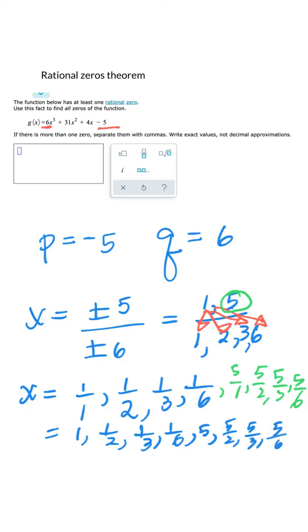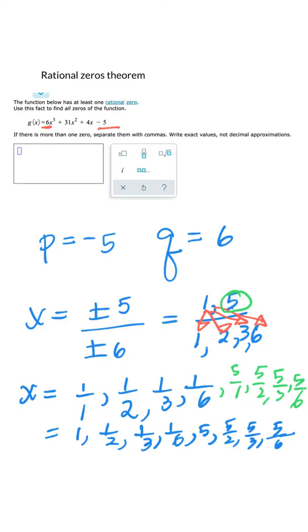So the rational zeros theorem says if we're going to have a zero, it's going to take on one of these values, plus or minus. So we could have -1 instead of just 1, or -1/2 instead of 1/2, and vice versa. So all our possible roots will look like this. So I'll add another page.